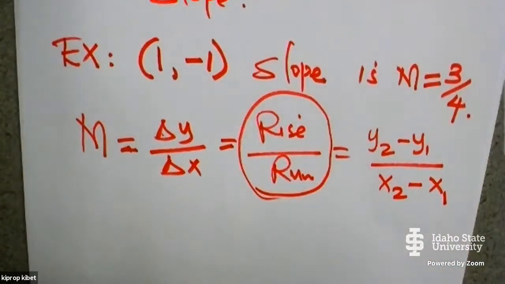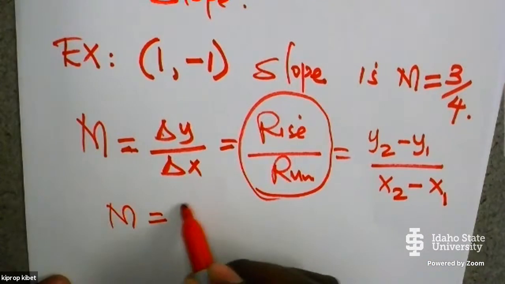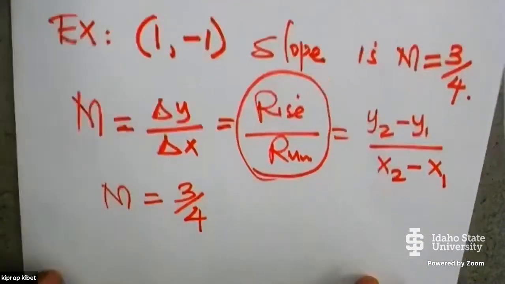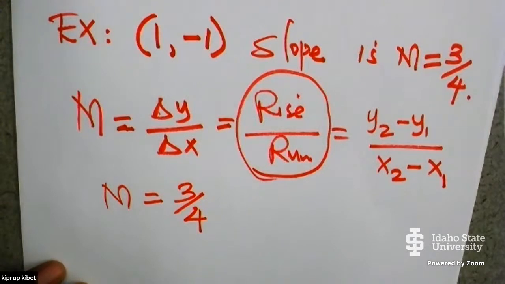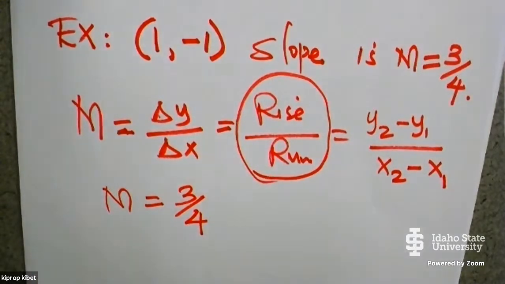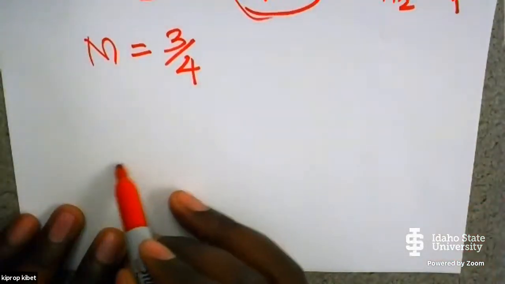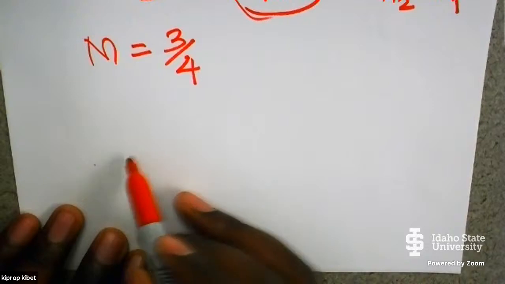Okay, so for our slope here, m equals 3 over 4. This is positive, so if this is positive, then that means it is rising up 3 steps, and then to the right 4 steps. So first of all, what we do, draw this one.